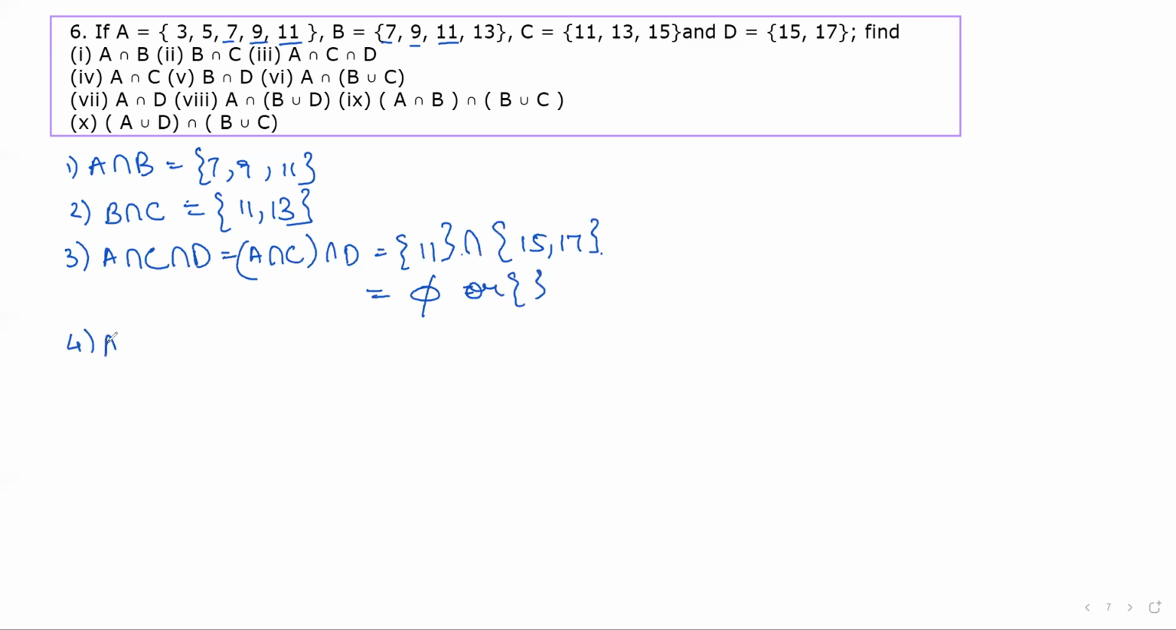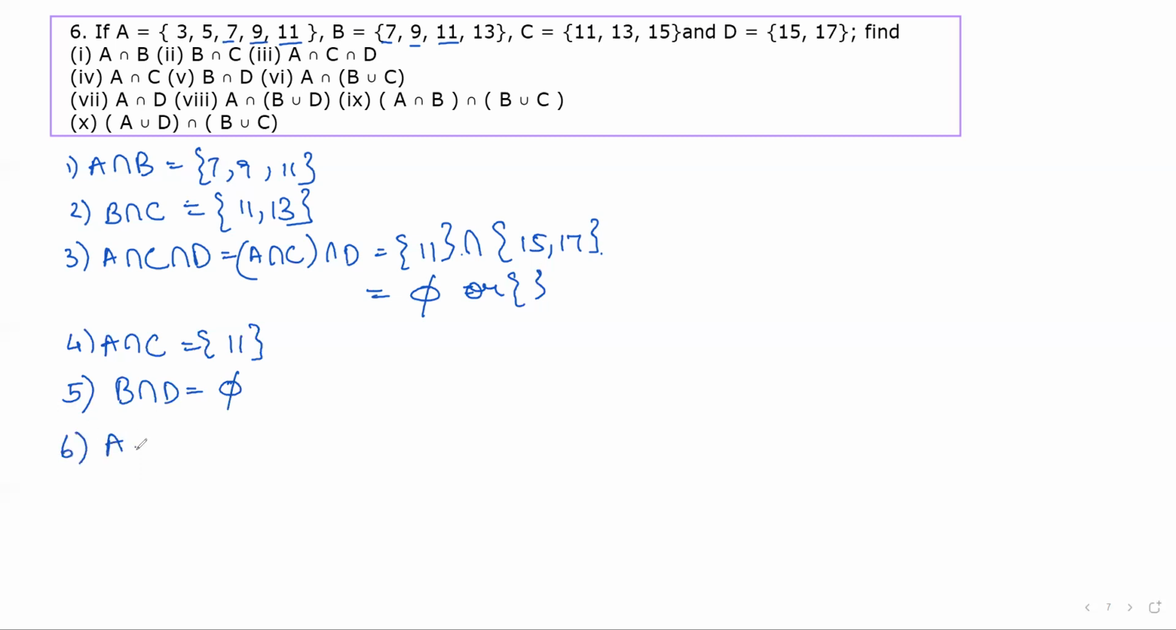Fourth, A intersection C. As we just calculated, A intersection C would be 11. Fifth, B intersection D. B is 7, 9, 11, 13 and D is 15, 17. There's nothing common in it, so it is empty.